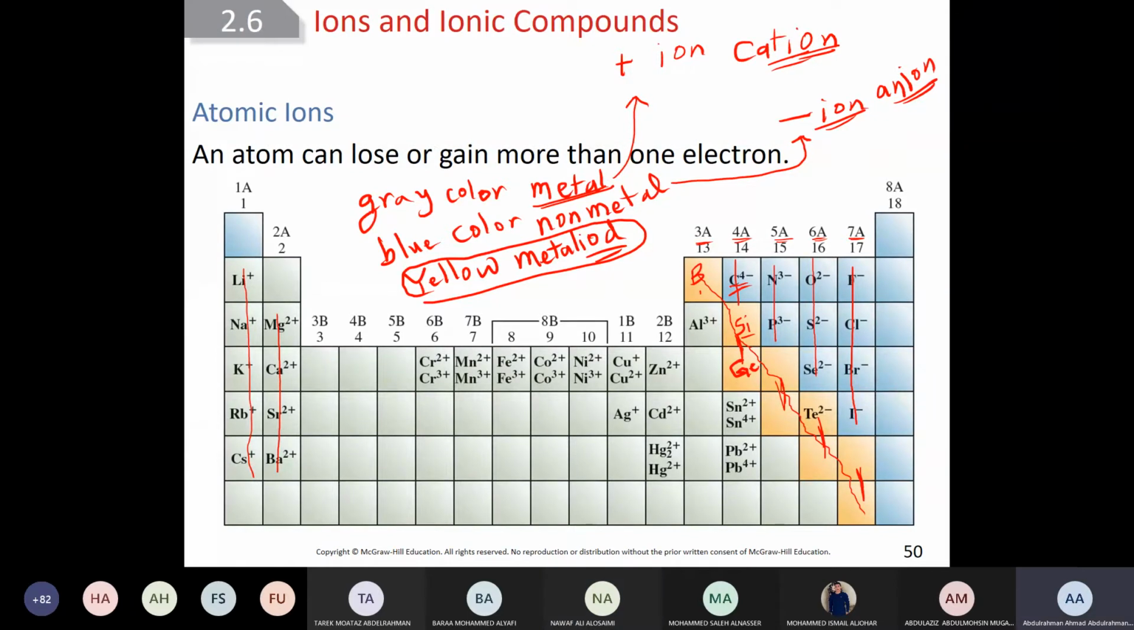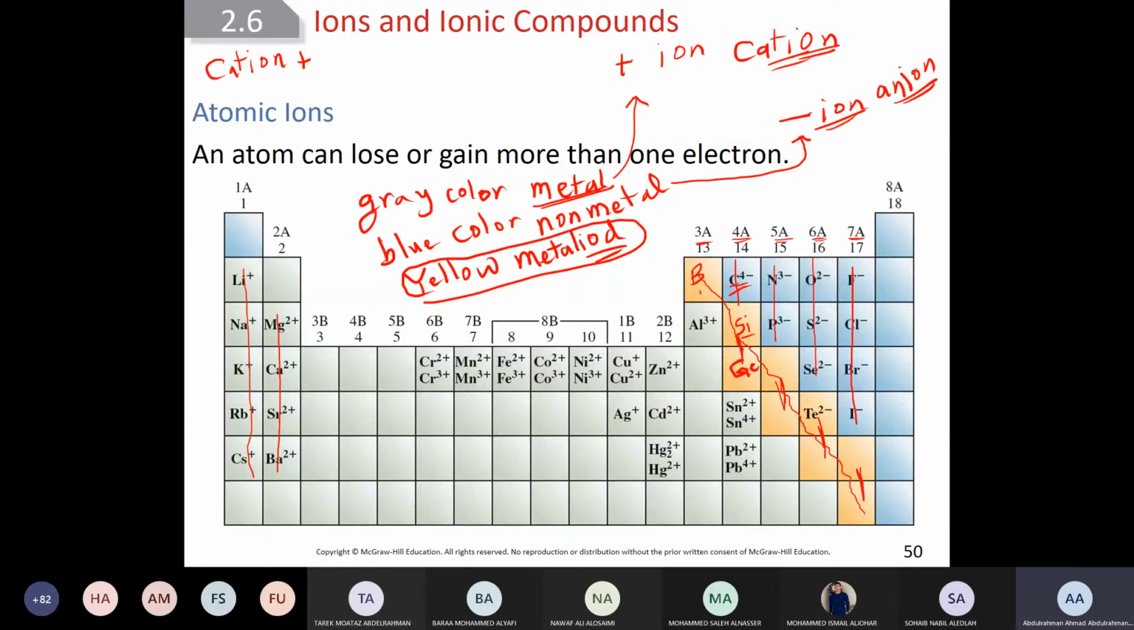Doctor, in group 14, the 4A, is the charge plus or -4, or only -4? Only -4 at this time. Okay. At this time, consider that it is -4.